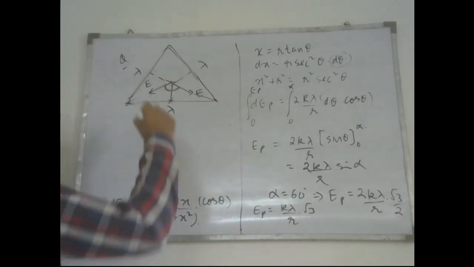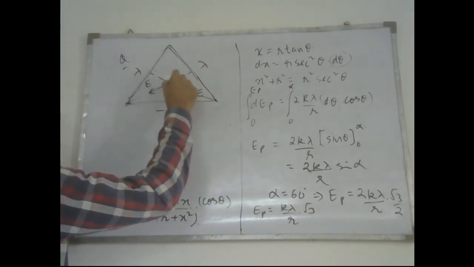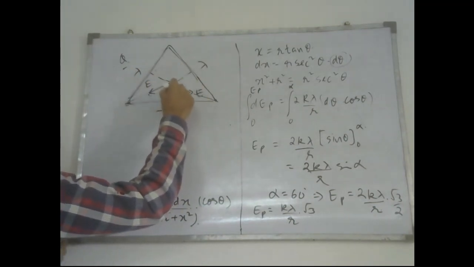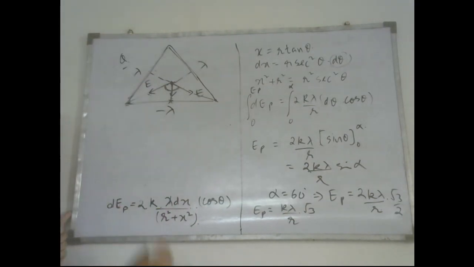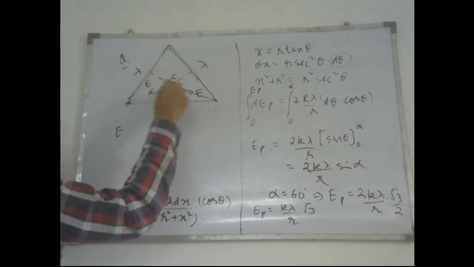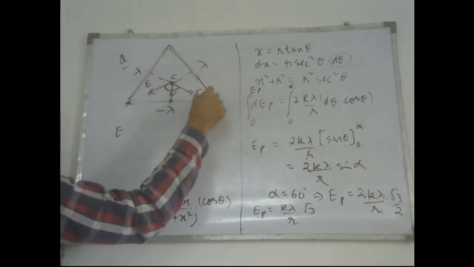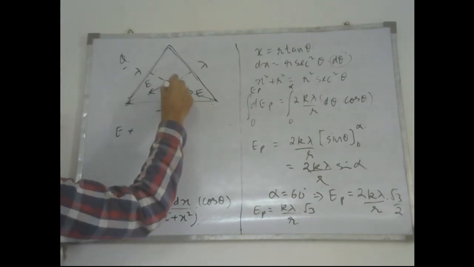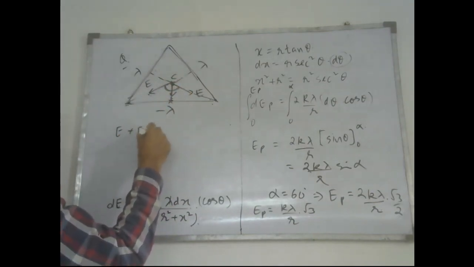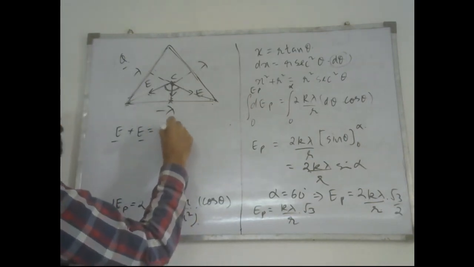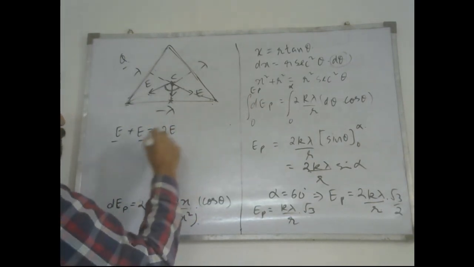So the electric field due to these two rods adds up to a single E, and there is E due to the third rod, which would be in the same direction. So it would add up with the other fields, and the net electric field would come out to be 2 times EP.